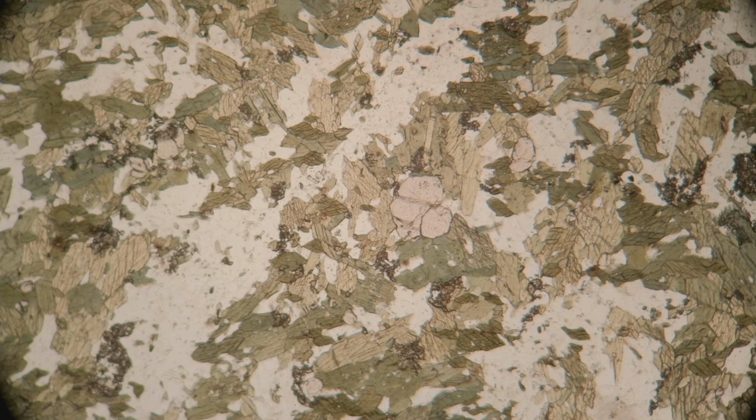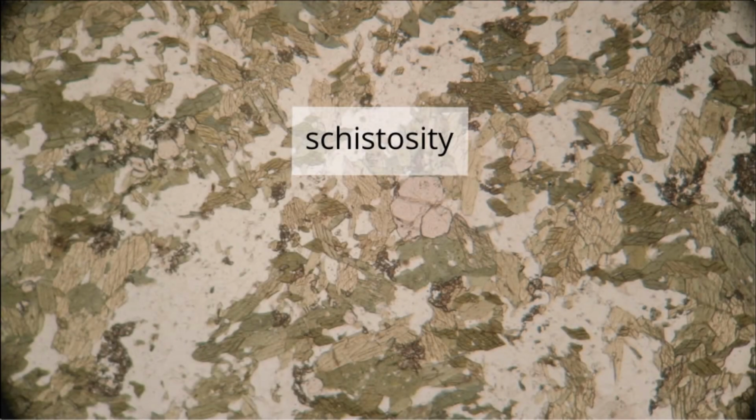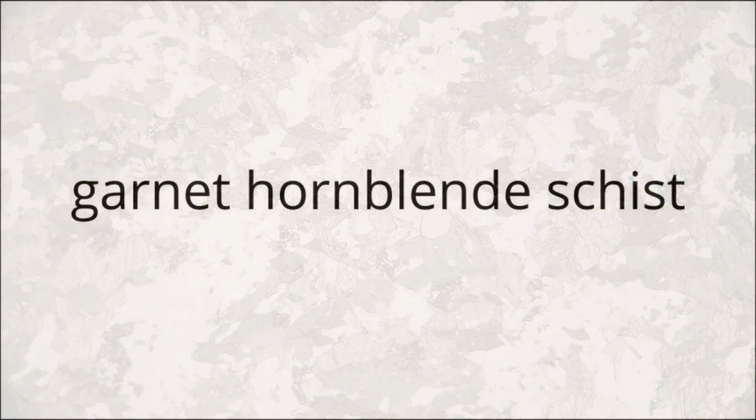Note that a preferred alignment of hornblende crystals produces a clear schistosity in hand specimens of this rock. This rock is a garnet hornblende schist. It is a metamorphosed mafic igneous rock, that is, an igneous rock that was composed of silicate minerals high in magnesium and ferric oxides.